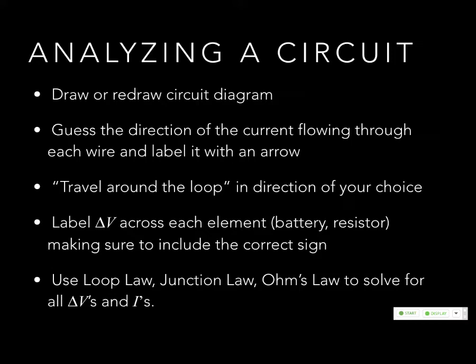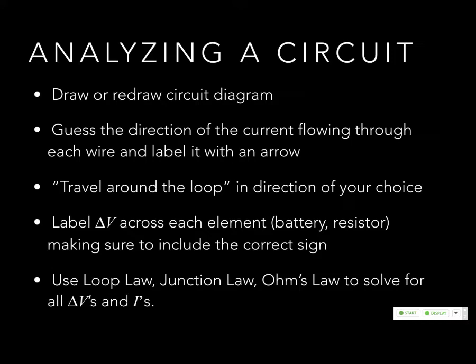The main rule you have to follow is that current has to behave like current, where it doesn't change until it hits a junction. Then we want to label the delta V across each element, whether it's a battery or a resistor, making sure to include the correct sign convention from that chart on the previous page. And then we use the loop and junction law, sometimes Ohm's law at the end, to solve for all your delta V's, meaning your potentials and your currents, for anything you're looking for.